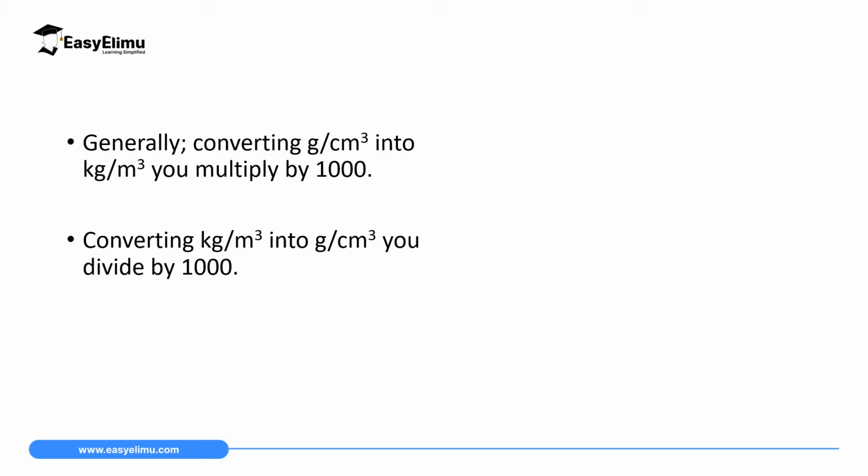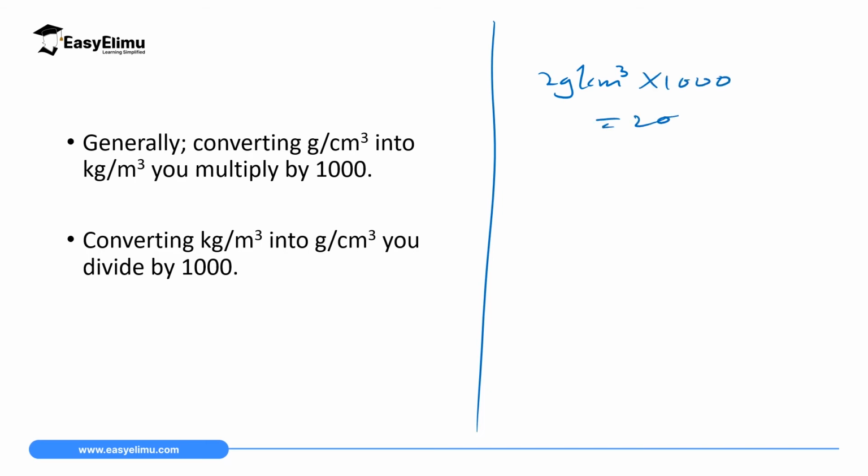Now, generally, what we are saying is that to convert grams per cubic centimeter into kg per cubic meter, you multiply by 1000. For example, if I give you 2 grams per cubic centimeter, convert it to kg per cubic meter, then you multiply by 1000, then you will get 2000 kg per cubic meter.